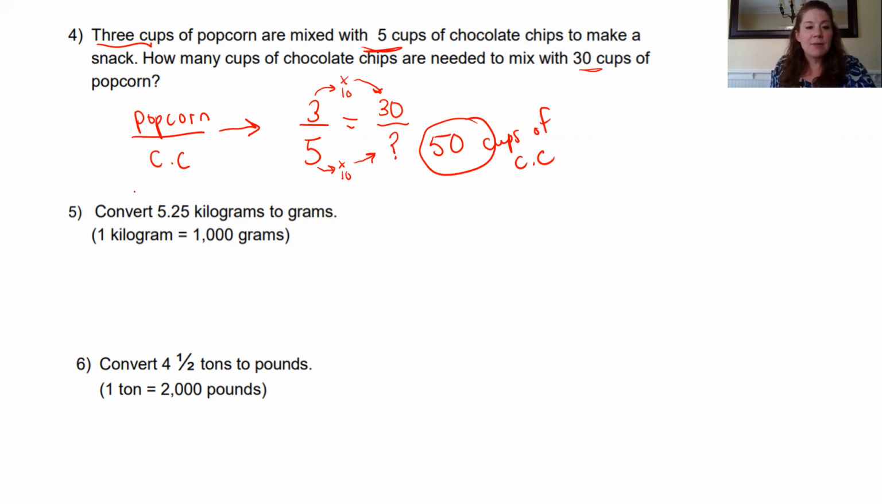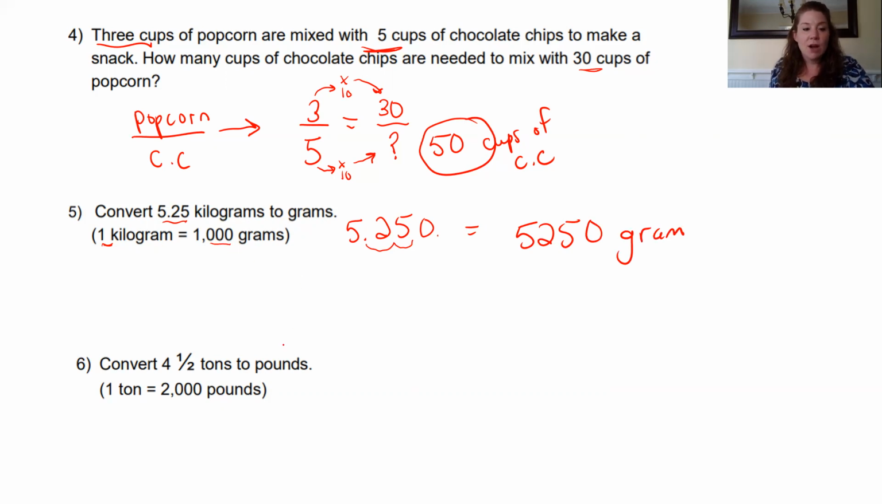Number 5, I'm converting 5.25 kilometers to grams. 1 kilometer has 1,000 grams. So basically, when I multiply by 1,000, since there's 3 zeros, that means I'm moving my decimal 3 places to the right. 1, 2, 3. So my answer is 5,250 grams, and I got that by multiplying.